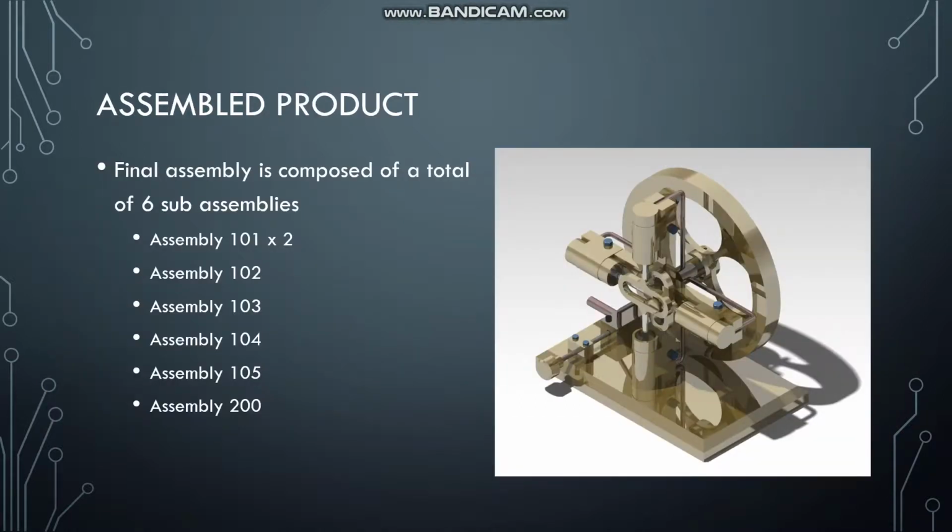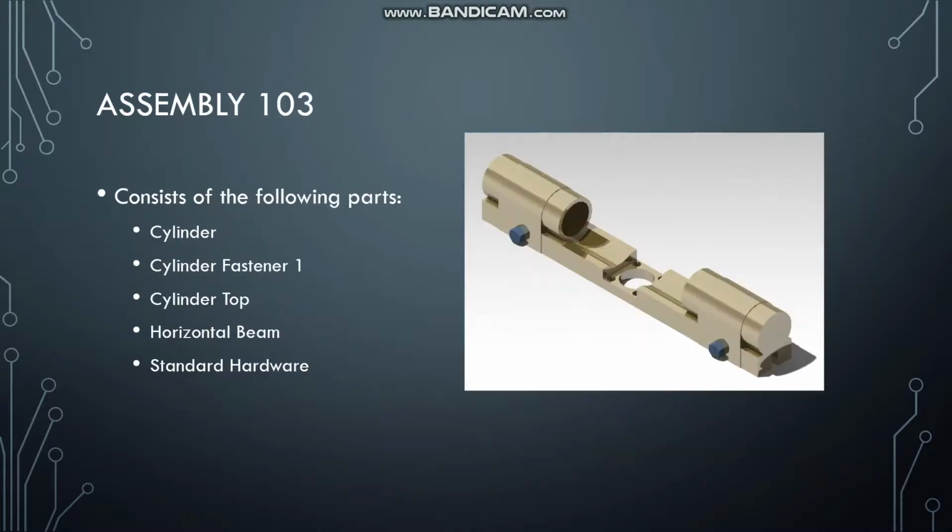Here you see the assembled product. It's an assembly that is made up of 6 different sub-assemblies that we'll get into in the next slides. Assembly 103 consists of a cylinder, cylinder fastener, cylinder top, horizontal beam, and standard hardware.